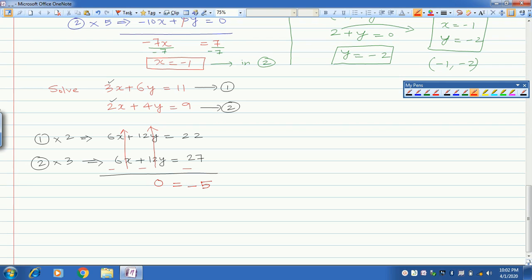Is it possible to get 0 is equal to minus 5? Therefore it is a contradiction, which is not possible. 0 is equal to minus 5 is not possible. Therefore, for such type of problem, we have no solution. Okay. Yes. Thank you.